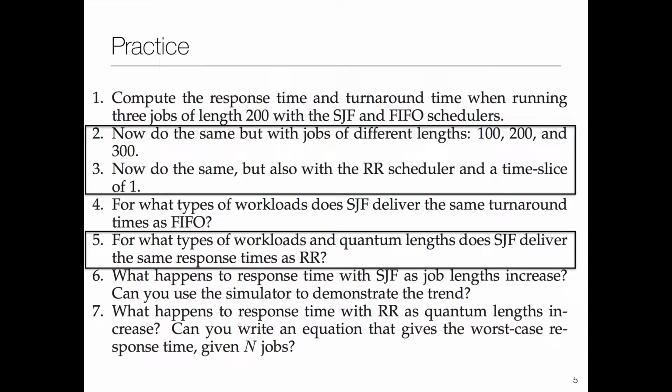If you remember the turnaround time from the previous example, it was 100 plus 300 plus 700. In the previous case, it was 100 plus 300 plus 600. So that is 400,000 by 3. This is for FIFO or SJF. And for round robin, it is 1400 divided by 3.